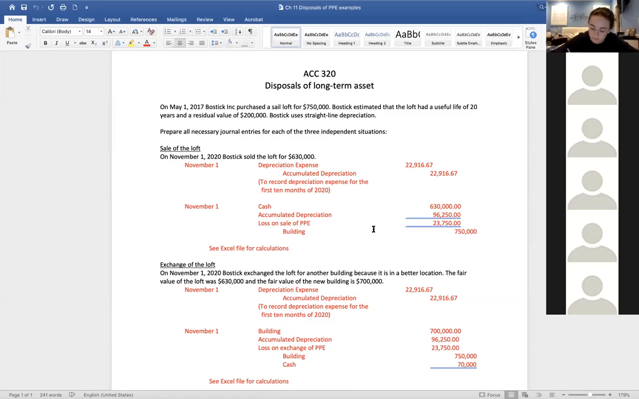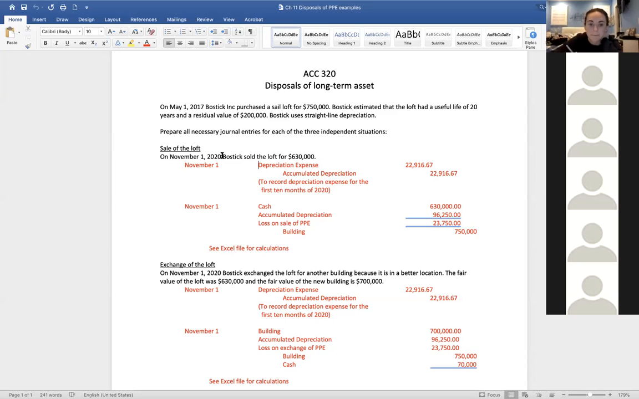So let's take a look at the first type of disposal. We sell the asset. When we sell the asset, we expect to get cash. And on November 1st, 2020, Bostic sold the loft for $630,000. So the first thing that we need to do is step one, bring depreciation up to the date of the sale.